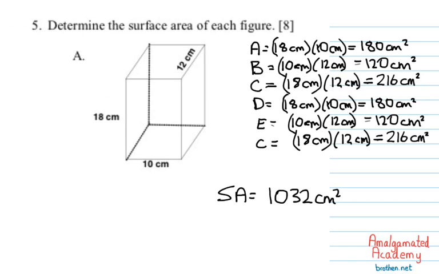Once again, here's a surface area calculation. Notice A, B, and C are the same as D, E, and C. I didn't draw the net for this one because everybody's net is going to be slightly different, but notice that we've used 18 and 18 twice. We've used 10 and 10 twice. And we've used 12 and 12 twice on a rectangular prism. If you don't use each of the measurements twice, then you're going to end up with a bit of a problem. Surface area, of course, is going to be 1,032 square centimeters.